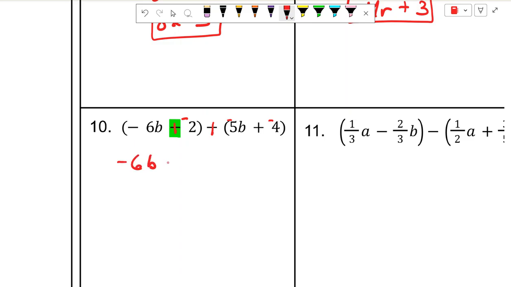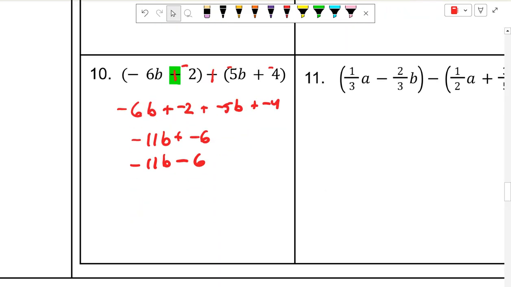Negative 6b plus negative 2 plus negative 5b plus negative 4. We add our b terms together to get negative 11b, and negative 2 plus negative 4 is negative 6. We write this better as negative 11b minus 6. All right, we got a lot of room here.